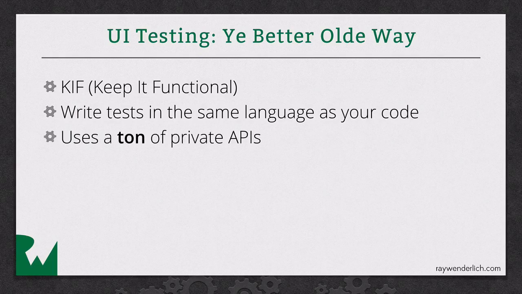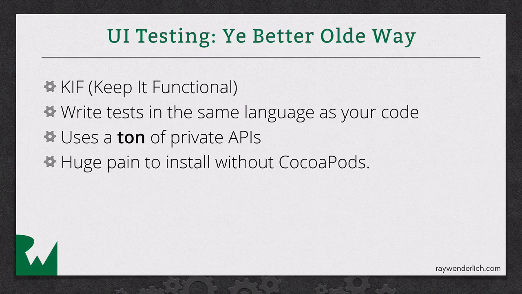It runs in the same process as the main application, since it uses a ton of private APIs. You have to be really, really careful when you're setting it up to make sure that it isn't included in your main application target, or you would be immediately rejected from the App Store. It was a giant pain in the butt to install before CocoaPods. It also adds a really, really huge third-party dependency to your application. I will note it's a lot easier to install with CocoaPods.